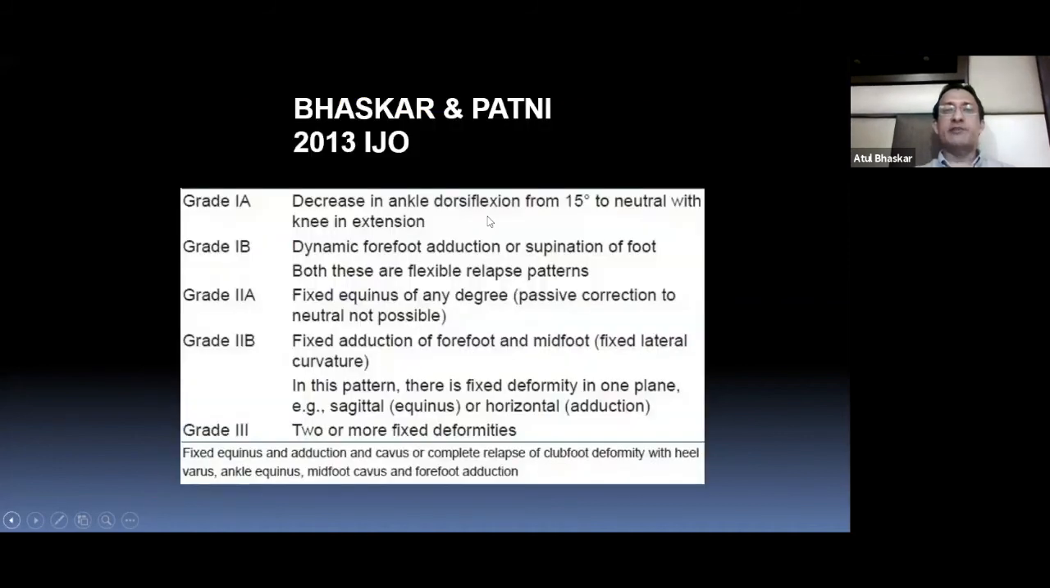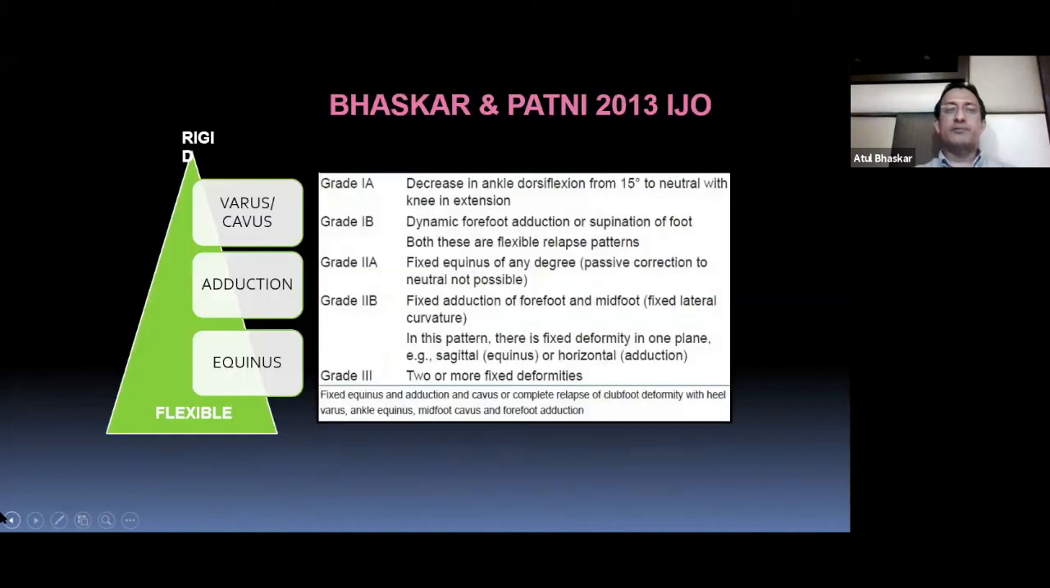And this is what we had classified relapses into. I will not go into much detail, but you must understand that relapses progress from being flexible to stiff, and you can get deformity in one plane or both planes. So you can get equinus contracture first, followed by forefoot adduction. You can have both adduction as well as equinus, and finally you can have a triple deformity, which is a full-blown relapsed clubfoot. So this is how we classify relapses. You can go from the flexible to the rigid.